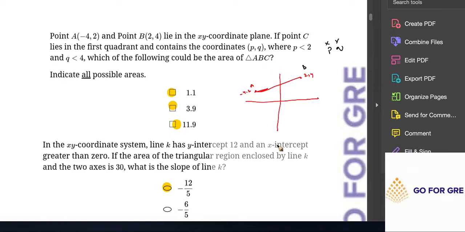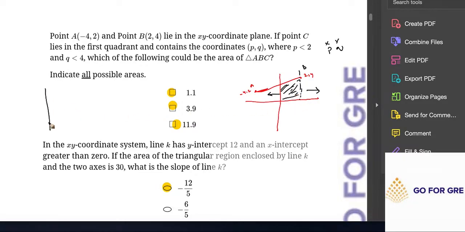I have to find the area of the triangle, and point C lies in the first quadrant. Now this is a very important thing. The first restriction is it lies in the first quadrant, and second it cannot be on the grid. I cannot go in this way, and also I cannot go in this way. So here we have to lie here.